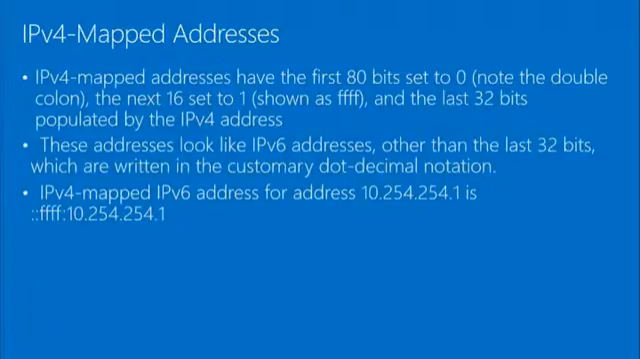IPv4 mapped addresses. Basically this is the ability to map IPv4 to IPv6 directly. Correct. If you look at the last bullet, notice the first 80 bits are set to 0, designated by the double colon sign. The next 16 are set to 1, shown as FFFF. And the last 32 bits are populated by the IPv4 address.